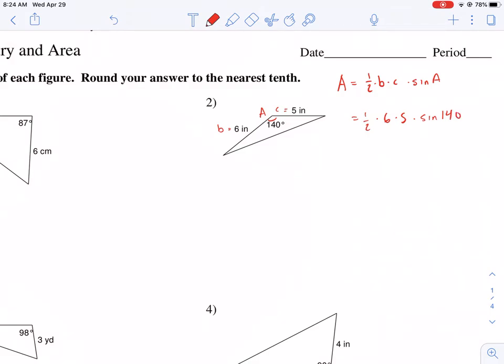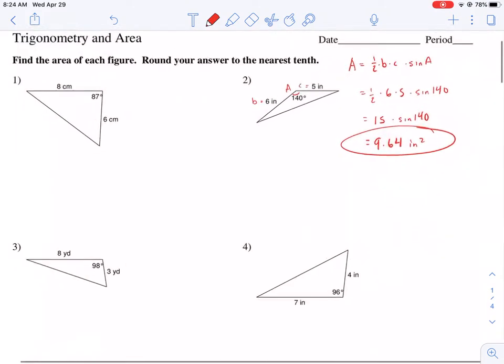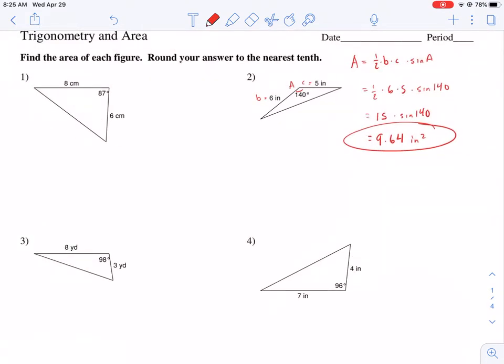So I'm just going to go ahead and type all this into a calculator. So we have 1/2 times 30, that gives me 15 times sine of 140. So I'm going to type in sine 140 times 15. And my area is going to be 9.64. What are my units? Inches squared. And that's my answer. Okay, let's go ahead and do another one.